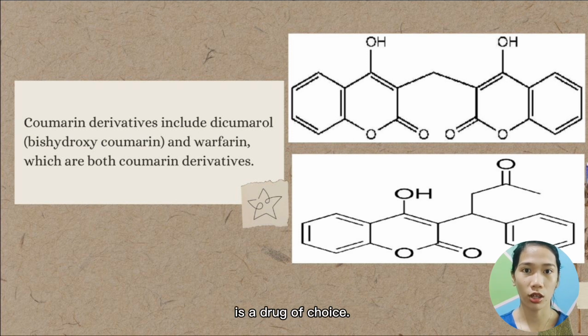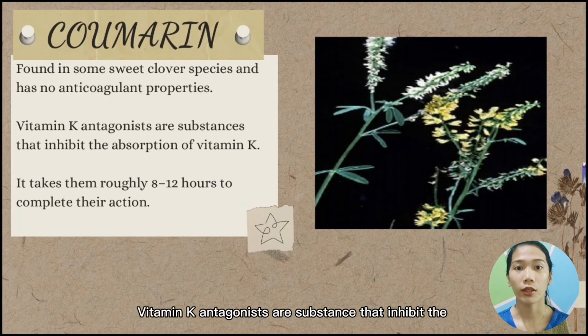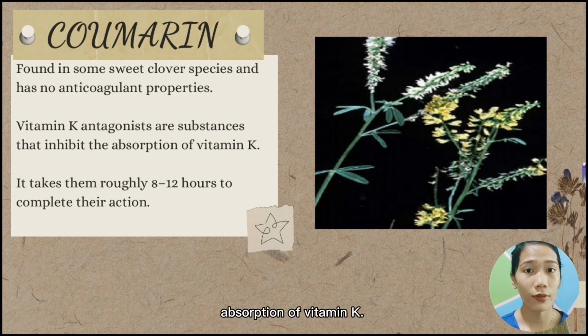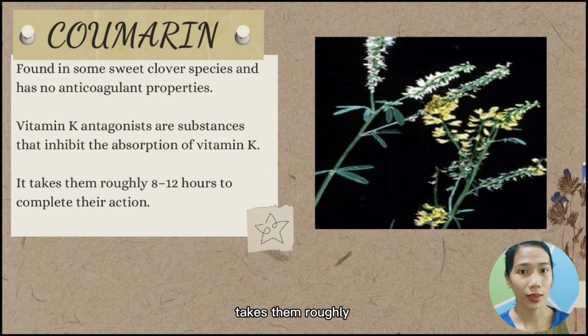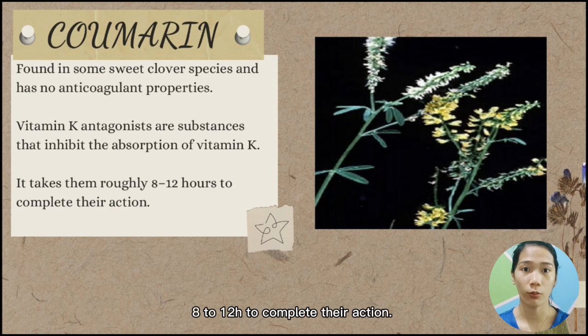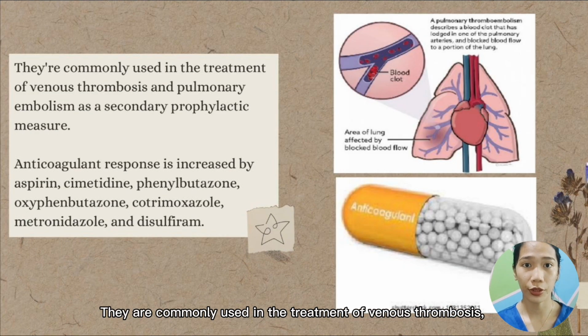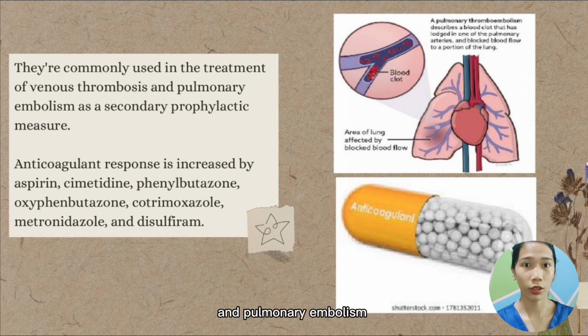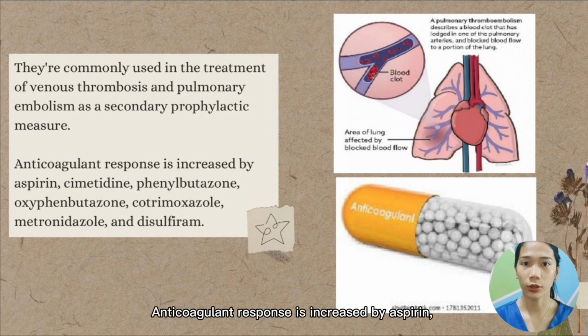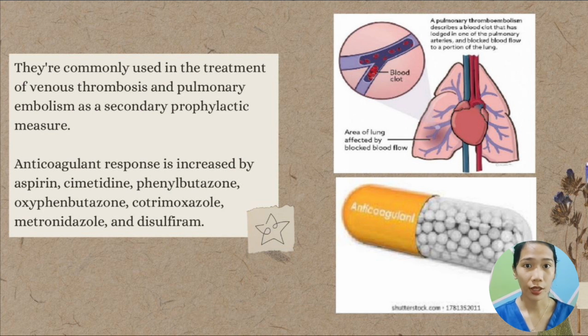Warfarin sodium is a drug of choice. Vitamin K antagonists are substances that inhibit the action of vitamin K. It takes them roughly 8 to 12 hours to complete their action. They are commonly used in the treatment of venous thrombosis and pulmonary embolism as a secondary prophylactic measure. Anticoagulant response is increased by aspirin, cimetidine, phenylbutazone, oxyphenbutazone, cotrimoxazole, metronidazole, and disulfiram.